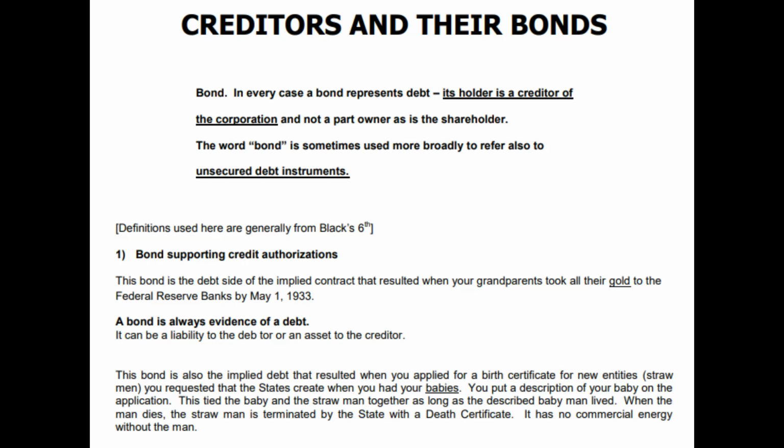So the bond is also the implied debt that resulted when you apply for a birth certificate for new entities, straw men. You requested that the states create when you had your babies. You put a description of your baby on the application. This tied the baby and the straw man together, as long as the described baby man lived. When the man dies, the straw man is terminated by the state with a death certificate. It has no commercial energy without the man, right?